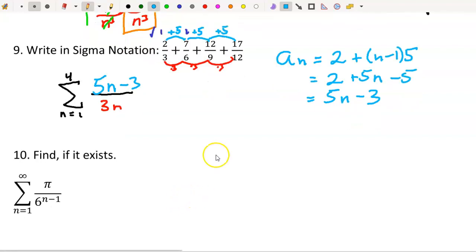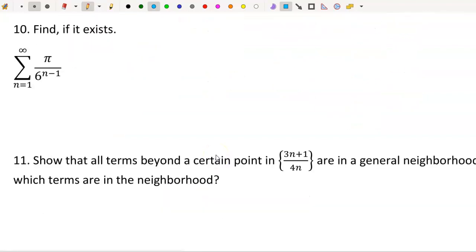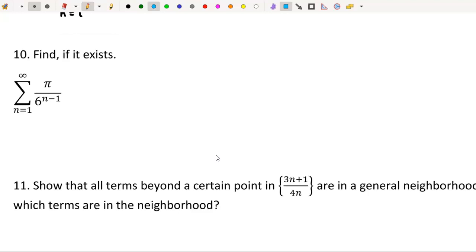All right, let's keep on going. We have our find the sum. Yeah, find the sum if it exists. I know it's a sum because it's sigma sum notation, so it's kind of implied, by using this, we're adding things up. And if it exists. Now, how would it not exist?